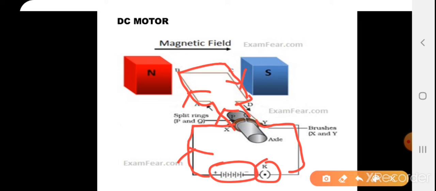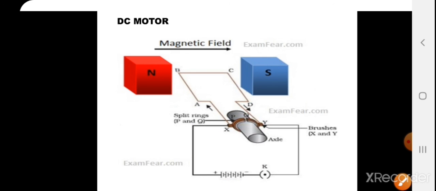Okay. Now, what are the uses? What is the use of the split rings? Split rings are used in order to maintain the unidirectional flow of current. Carbon brushes are used here because they have a high melting point. They withstand high temperature, which arises due to friction between the split rings and carbon brushes.